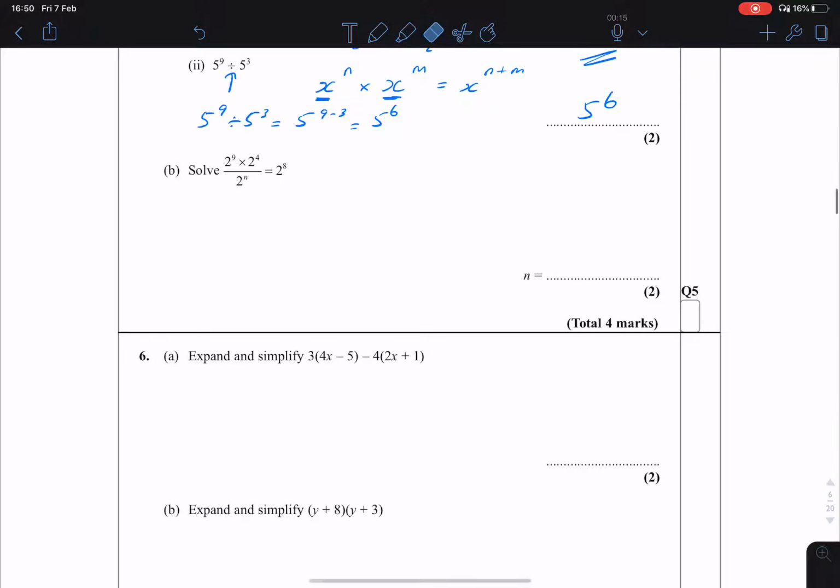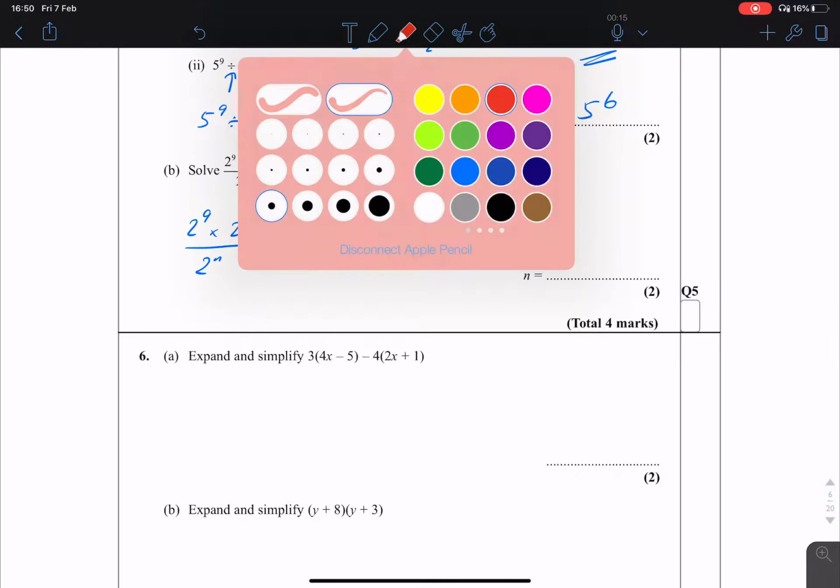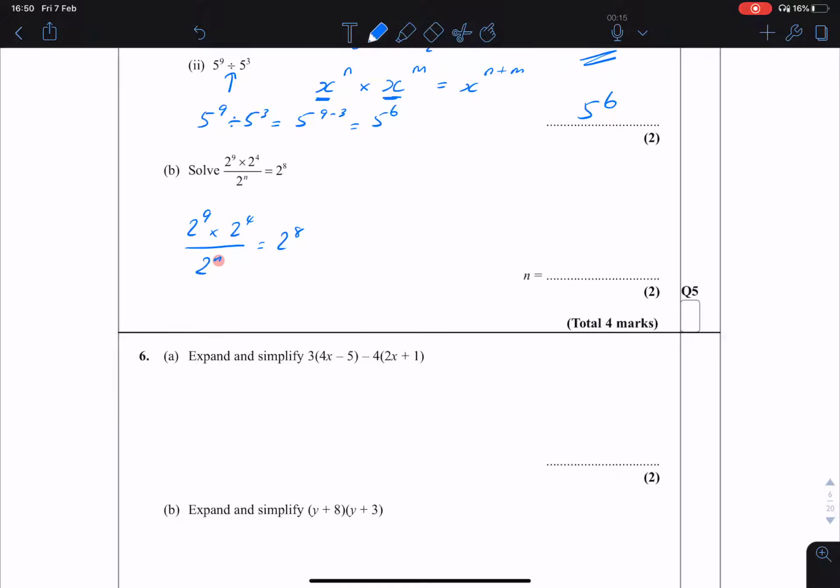Now here it says, getting a bit harder now, 2 to the 9 times 2 to the 4 over 2 to the n equals 2 to the 8. Now what we want to do is find out what that n is right there. And the way we're going to do that is we're going to play around with this a little bit. We're going to go 2 to the 9 times 2 to the 4 is 2 to the 9 plus 4 over 2 to the n, and that equals 2 to the 8.